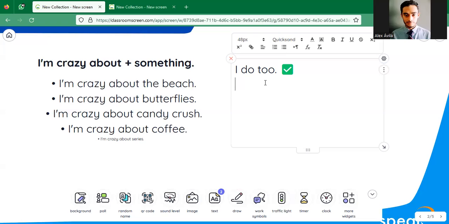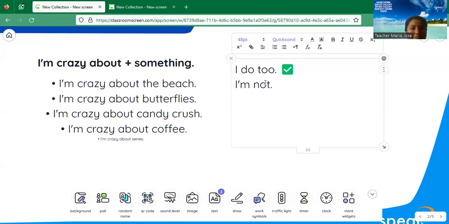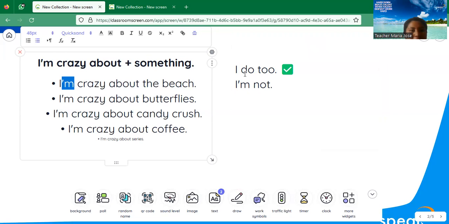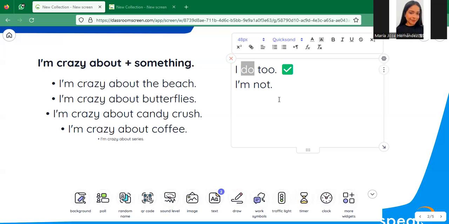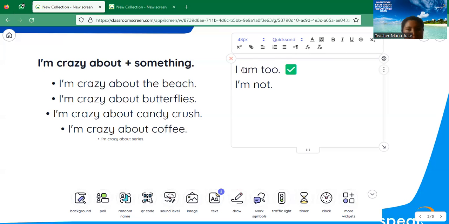I'm not too. I'm not. Because in the original sentence, I am using the verb to be. Oh, actually, in this case, I cannot use do because we're working with the verb to be. Sorry. So if this is the verb to be, what can I use here? I am. I am too. Or if it is negative, we'll say I'm not.